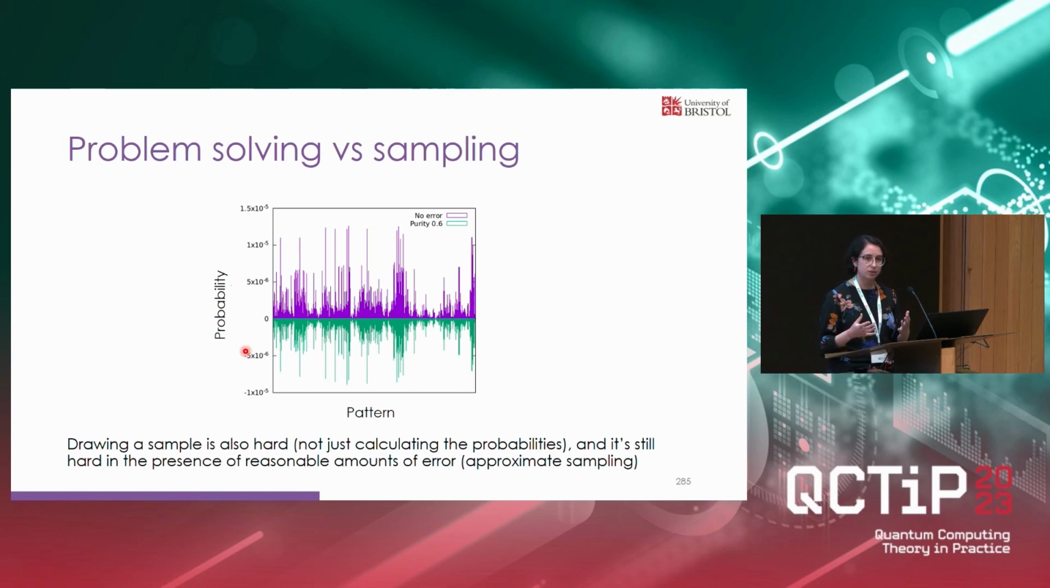So Gaussian boson sampling is the framework that a lot of recent quantum advantage claims have come from. So for example, from USTC and Xanadu.